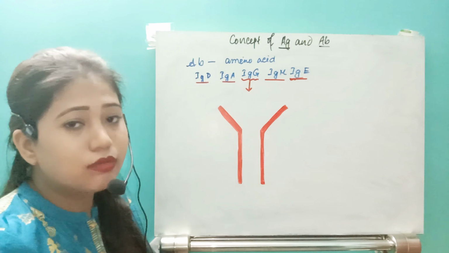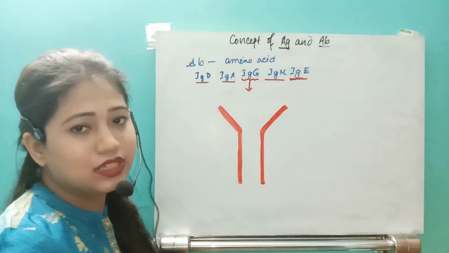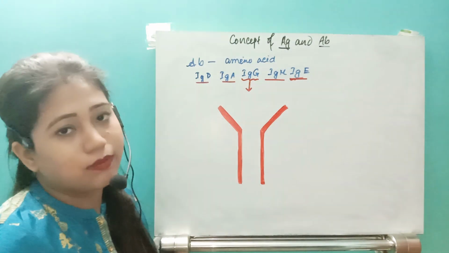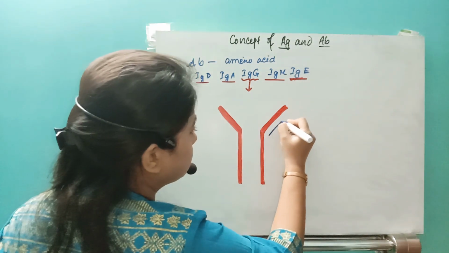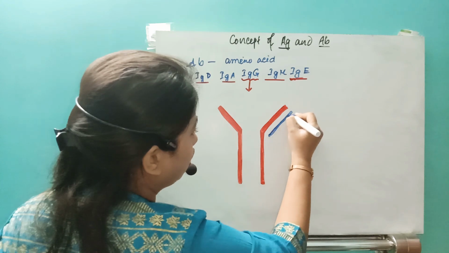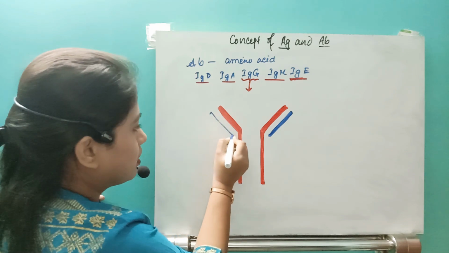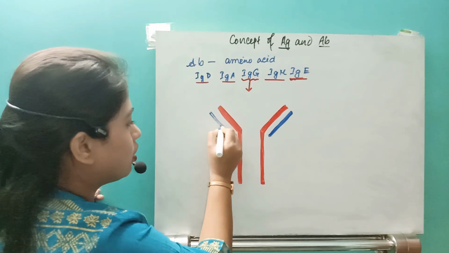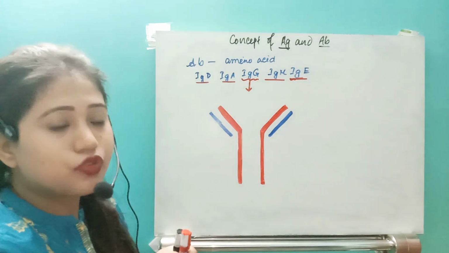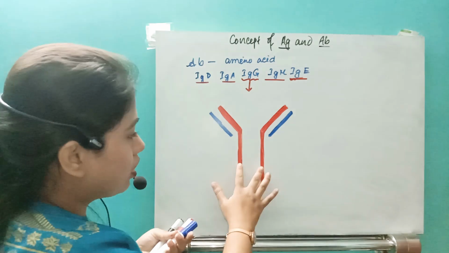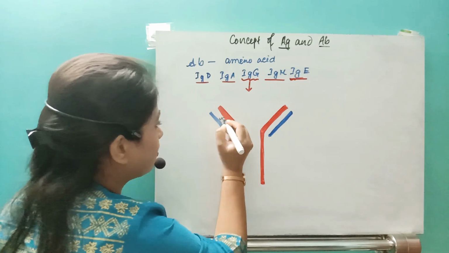So there are 4 polypeptide chains. 2 of the polypeptide chains are longer, and 2 of the polypeptide chains are smaller or shorter. This is another polypeptide chain, and this is another polypeptide chain. This will attach to the longer chain by a disulfide bond, right? So between the longer chain and the shorter chain, there will be disulfide attraction.